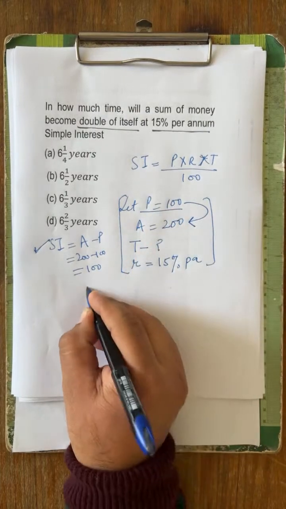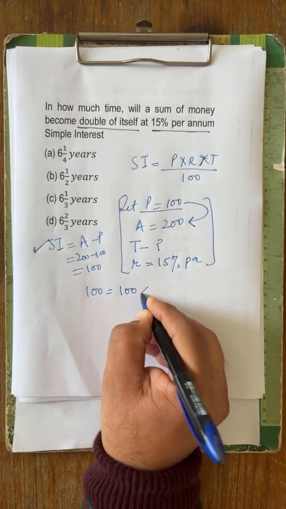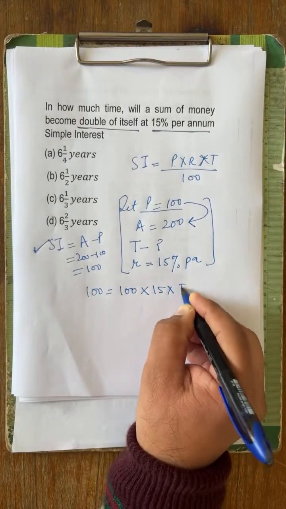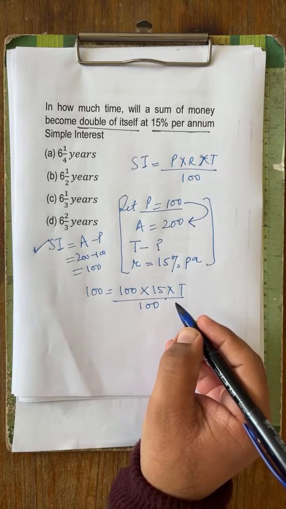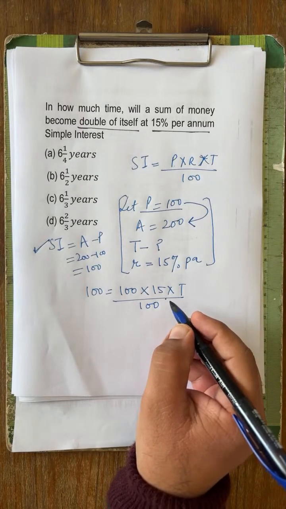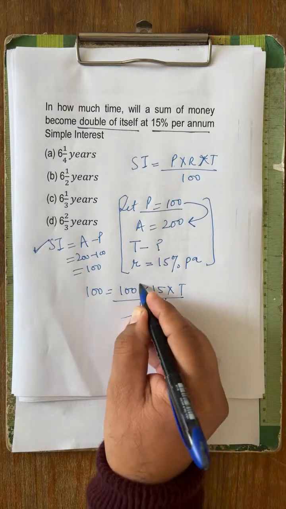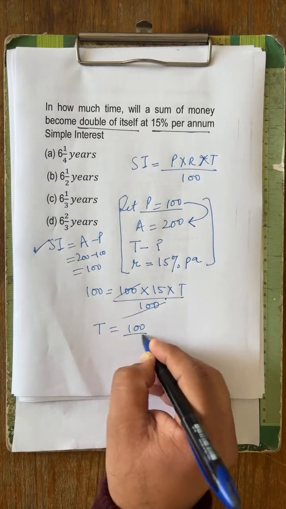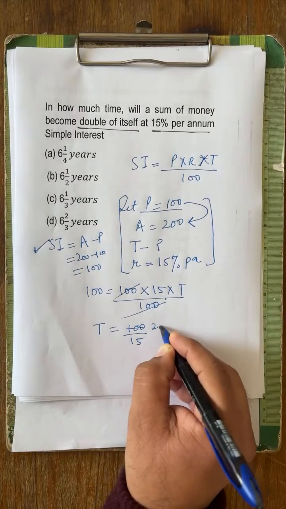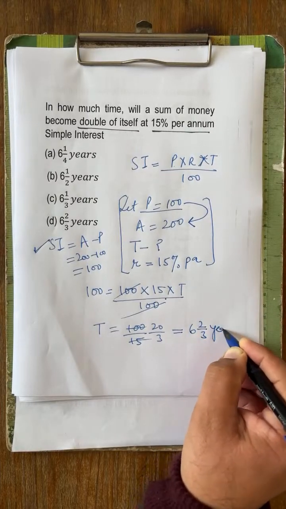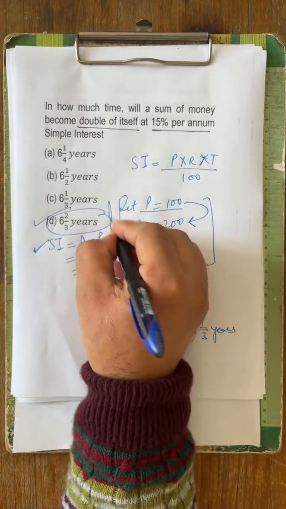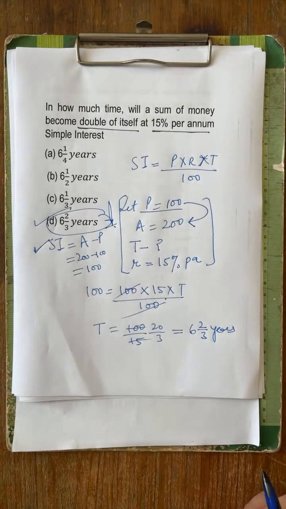Now the simple interest is 100, principal is 100, rate of interest is 15, time we have to find upon 100. Now this cancels, we get time is equal to 100 upon 15. That is 20 upon 3, which is equal to 6 2 by 3 years. So D option is the correct option. Pranav Kumar, your answer is correct. D is correct answer.